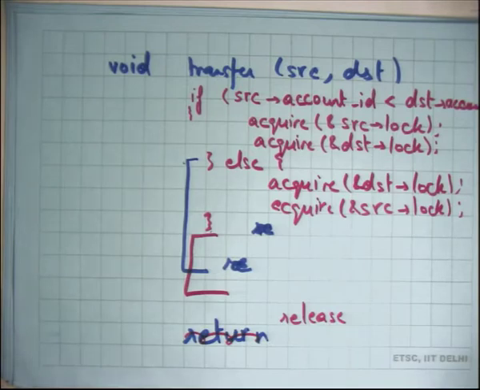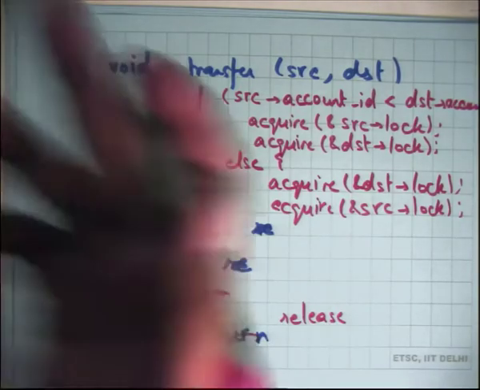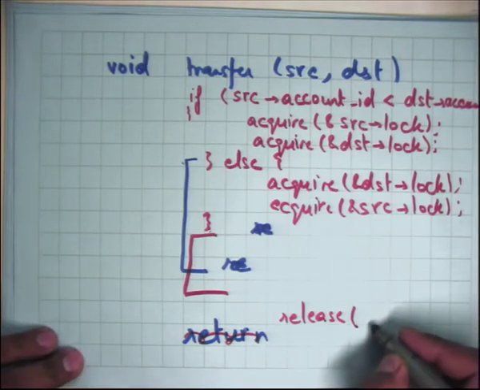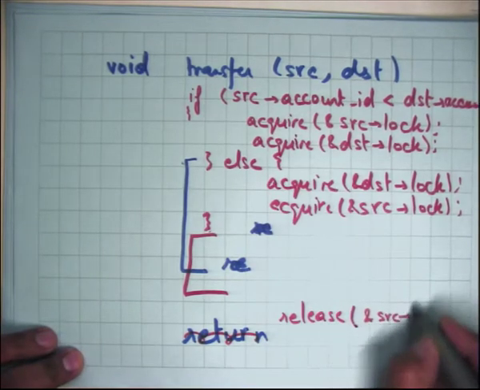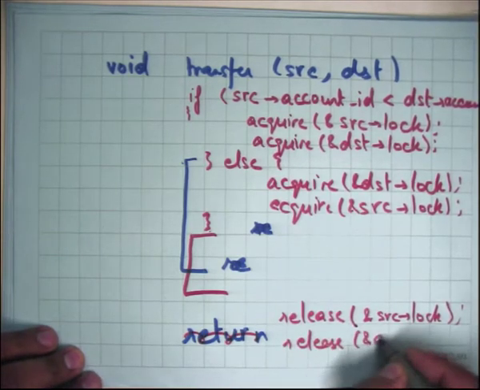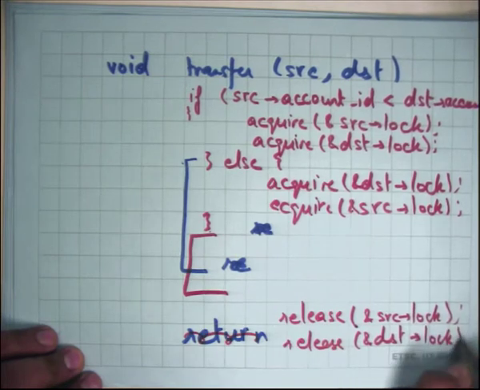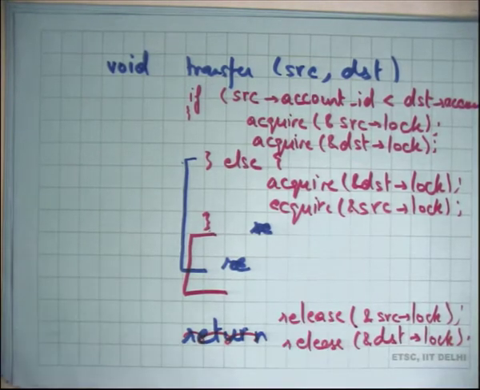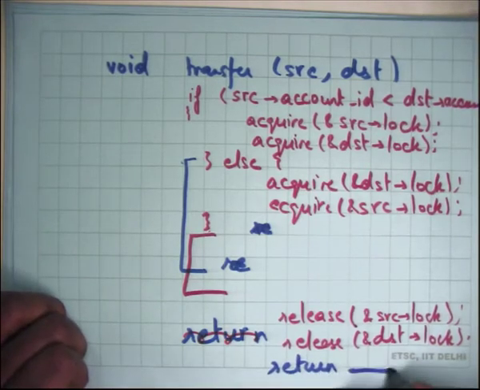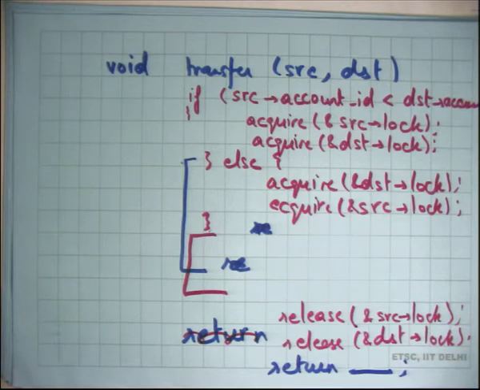Does the release need to have an order? No, the release doesn't need to have an order. Release is just a non-blocking operation. You just say any order is fine. And then you return whatever value you want to return here. Okay. So this code is correct.